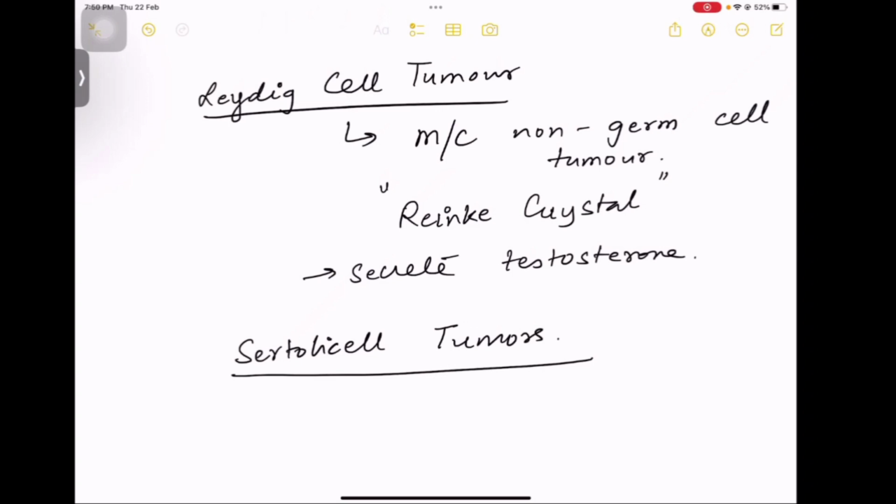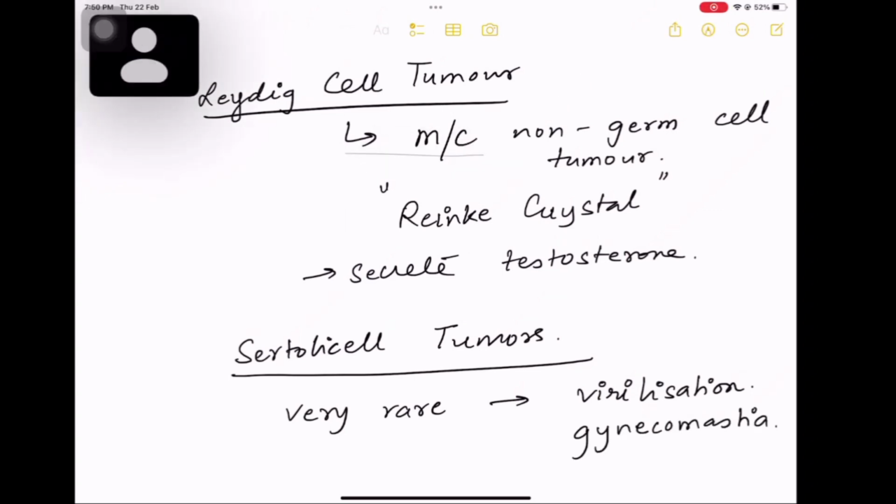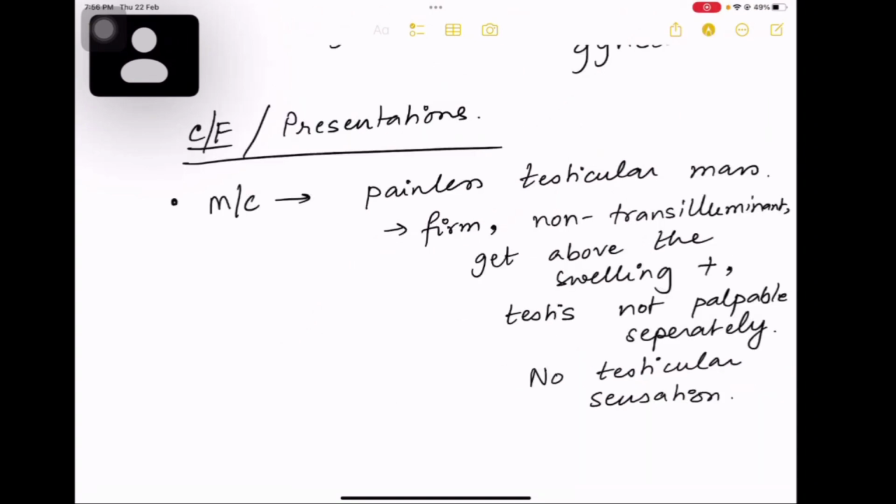We move on to the Sertoli cell tumor, which is also a non-germ cell type of tumor. This is very rare. If Leydig cell is the commonest, Sertoli cell tumor is very rare. It is associated with virilization and gynecomastia. Other types of non-germ cell tumors can be fibroma, granulosa cell tumor.